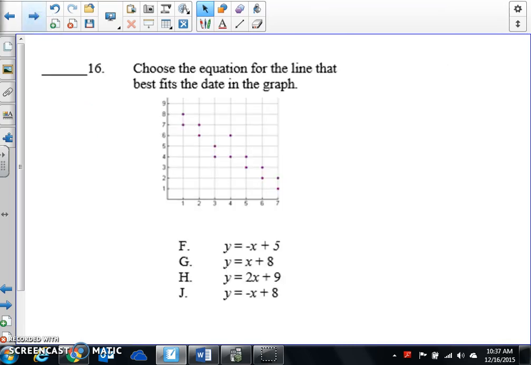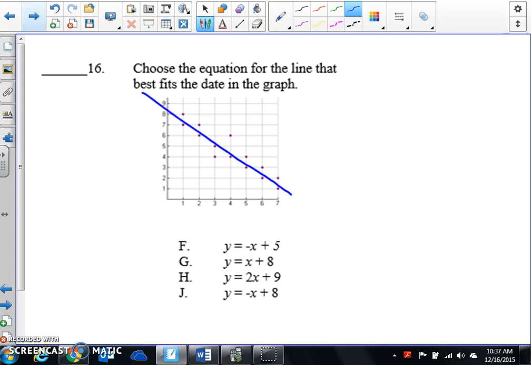All right, choose the equation for the line that best fits the data in the graph. Now, there's a couple ways you can do this. You can take every single point, put it into your calculator and to the list, and then do your linear regression. Or you could just use common sense, really. So let's go ahead and draw our line of best fit. A line of best fit just means the line that goes through the points. There's some above it, some below it, but it's pretty close in there.